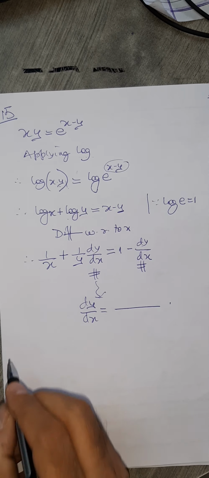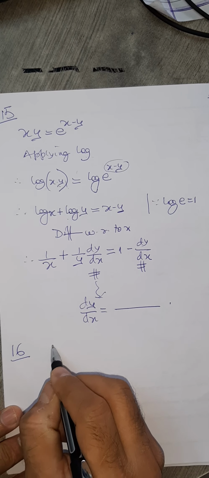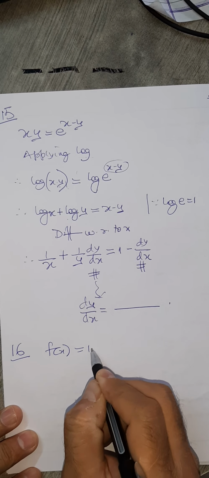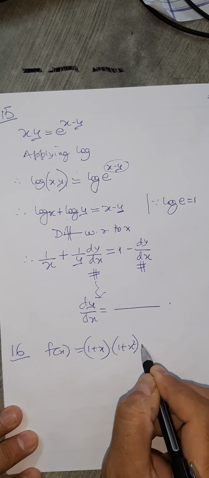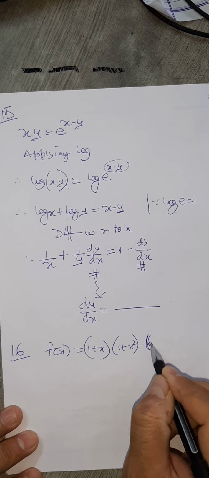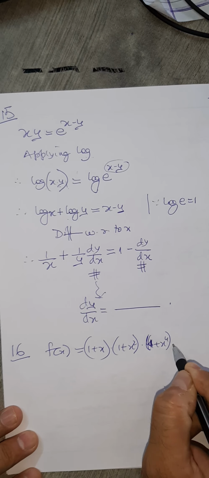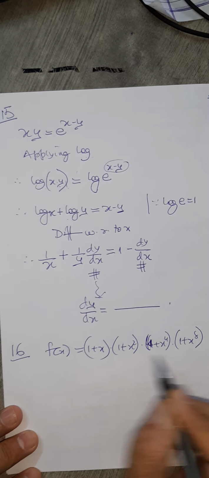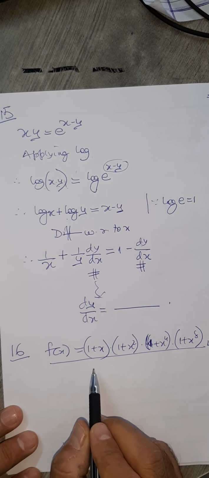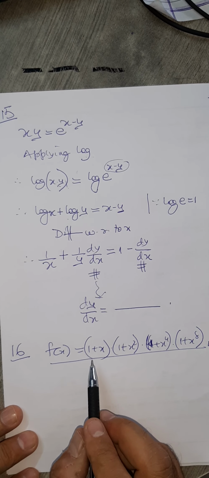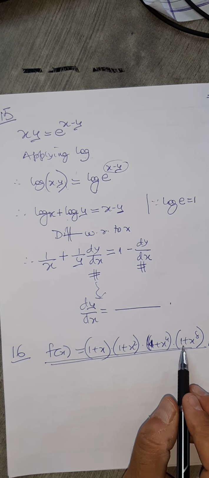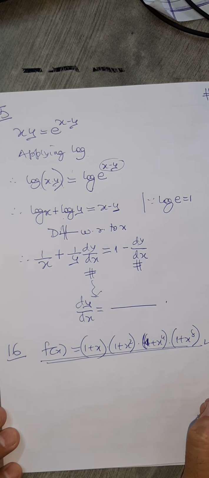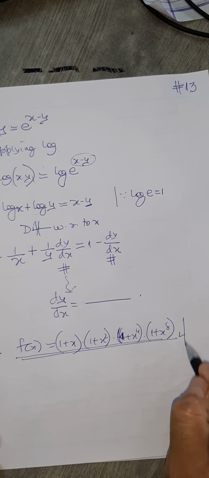Next, question number 16. You have f(x) equals 1 plus x, you must have realized, into 1 plus x squared into 1 plus x raised to 4 into 1 plus x raised to 8. Now here you are asked to find f dash x, the first derivative, but before you do that, what you need to do, it's like question number 5. This is just similar to question number 5.